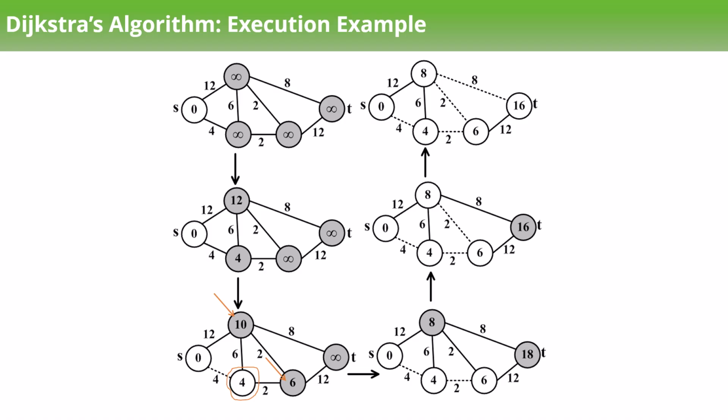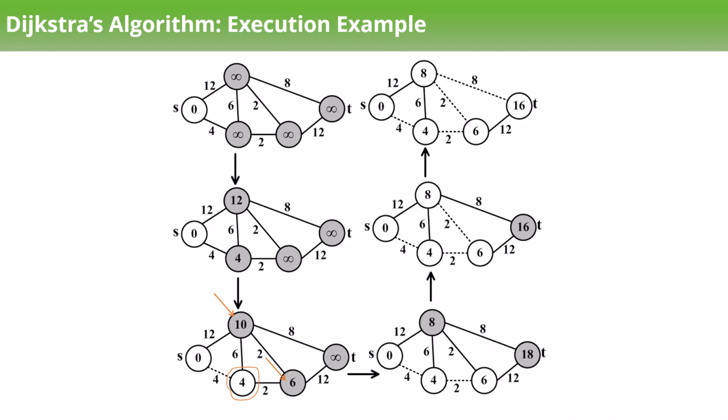Next we will calculate the distances through this node. First, let's move to the top node. The current distance to the bottom left is 4. The edge from the bottom left is 6. So 4 plus 6 is 10, so we update it with 10. Previously the top node had the distance 12. Now we found a shorter path, so we replace 12 with 10.